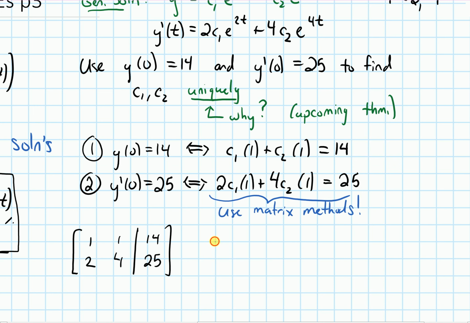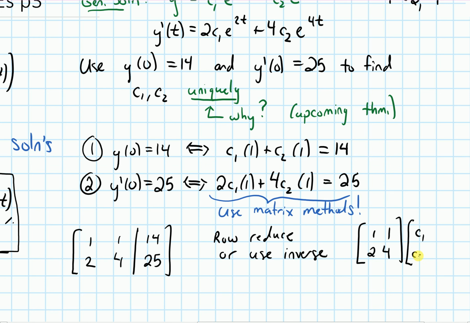So we could row reduce this to solve. Or if we could figure out the inverse of the matrix 1, 1, 2, 4, we could use that. So I'm going to go ahead and do it by using the inverse, but we could definitely do it by row reduction. So if I set up my matrix as 1, 1, 2, 4, that matrix is being multiplied by the vector c1, c2 to give us the vector 14, 25. So this is just writing our system of equations in matrix form, but being more explicit about where the c1 and the c2 are.